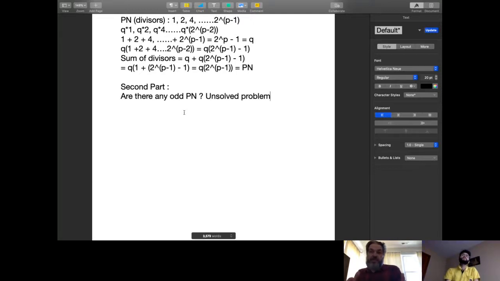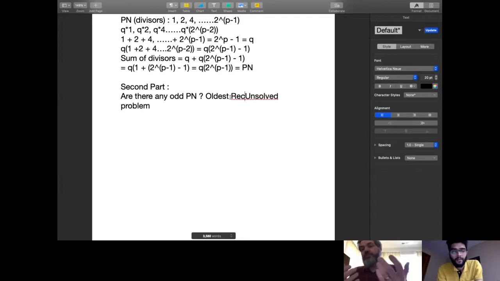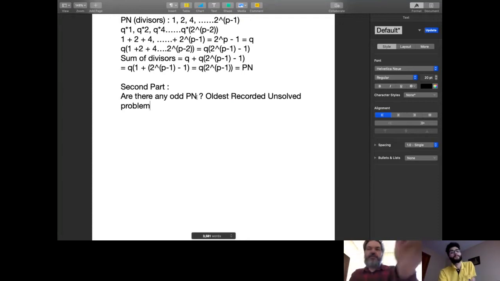This is probably the oldest unsolved problem in entire mathematics, in the sense that we're only talking about problems that were recorded in writing, of course, because there may be other problems that we don't know about. And there are other, even more famous problems than this, which we discussed in our class.